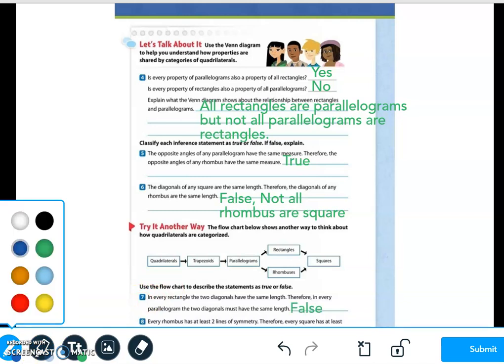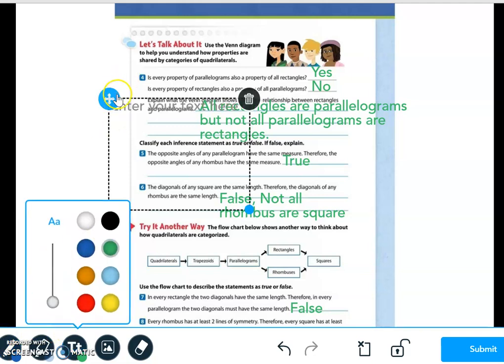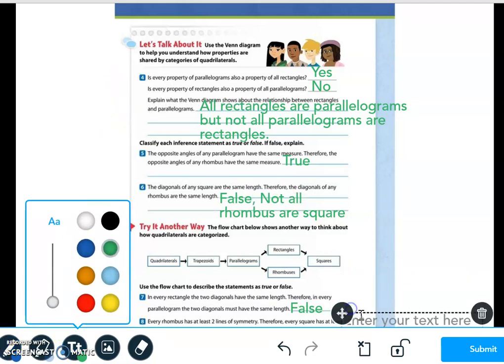8 says, every rhombus has at least 2 lines of symmetry. Therefore, every square has at least 2 lines of symmetry. We know this is true. This is true because we also know that each square has 4 equal sides, and it is 4-sided, so it can have at least 2 lines of symmetry. This should be true.